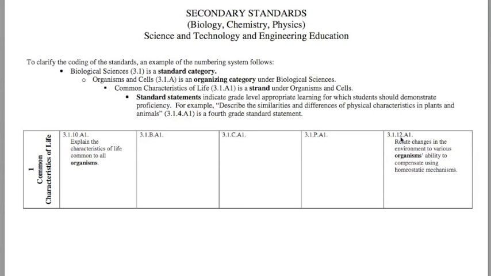Likewise, by the time they get to 12th grade, notice the 12, they should be able to relate changes in the environment to various organisms' abilities to compensate using homeostatic mechanisms, meaning that organisms change based on several things that happen to them during the course of their lifetime, and those can be passed on to further offspring.